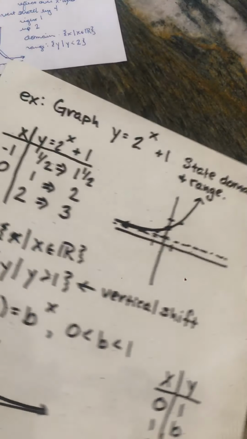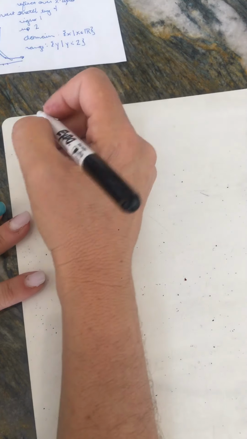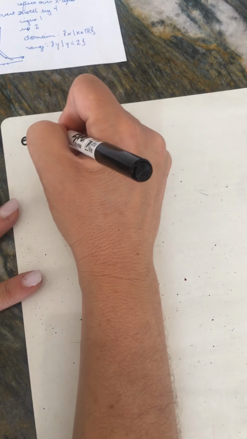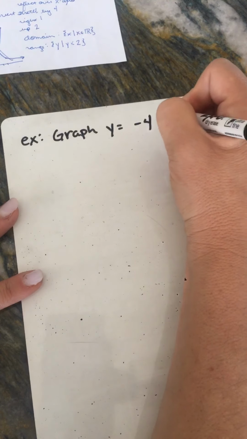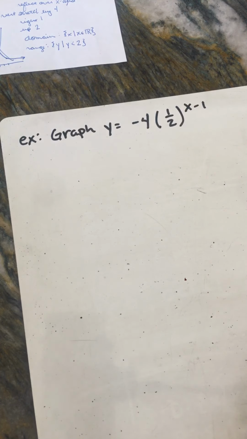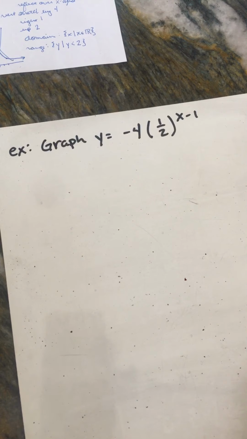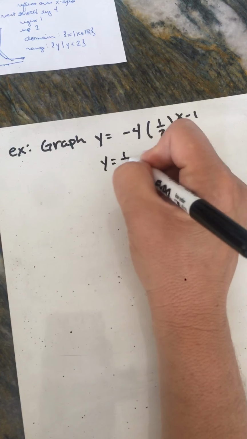All right, so let's do some other graphs. I guess I'll reuse this guy. Let's graph y equals -4 times (1/2) to the x minus 1 power. Okay, we've got a lot going on here. So let's just first take y equals (1/2) to the x power. Let's just deal with that.